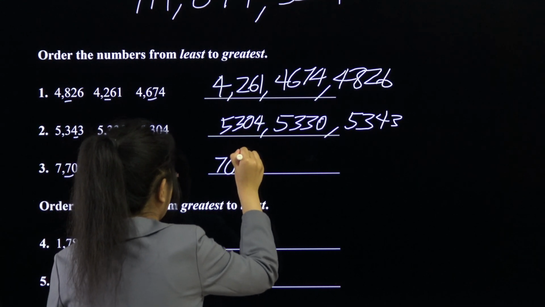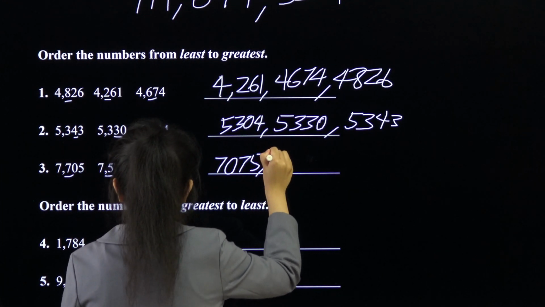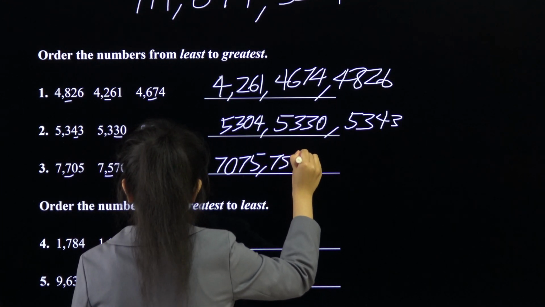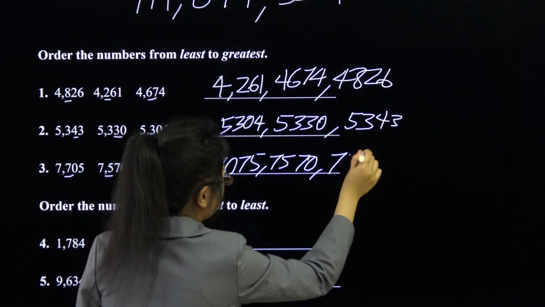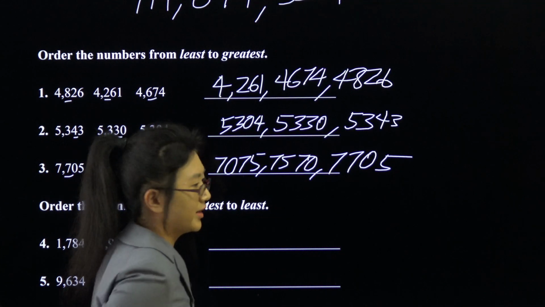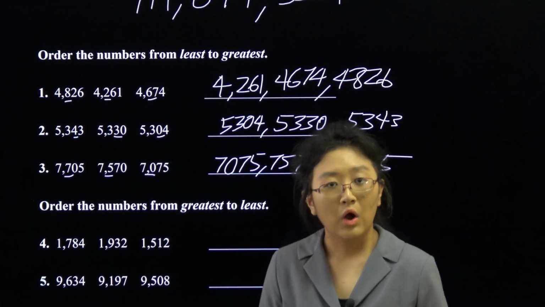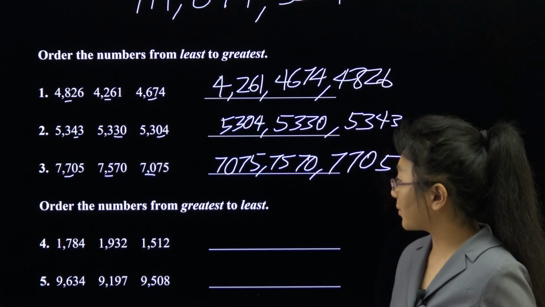Therefore, 7075 is the smallest, 7570 is the next smallest, and 7705 is the greatest. We move on to the next set of practice problems.